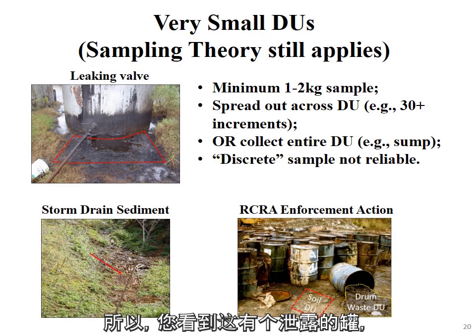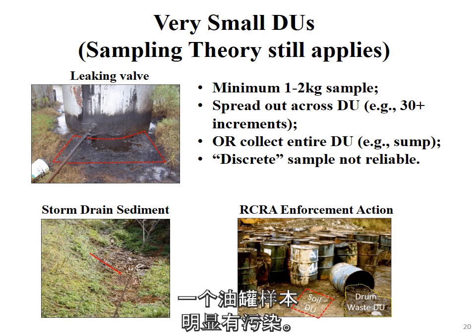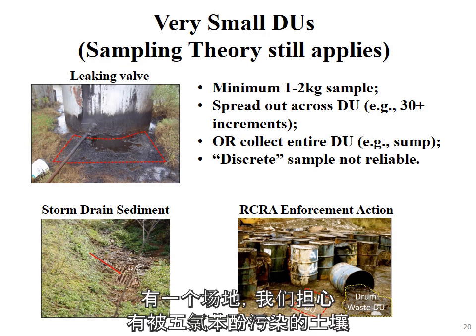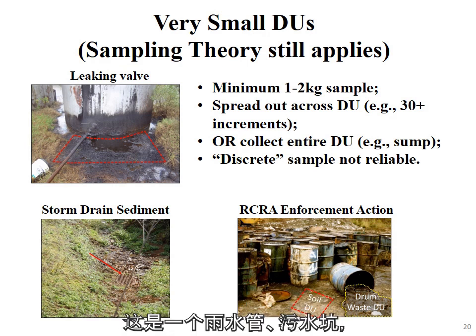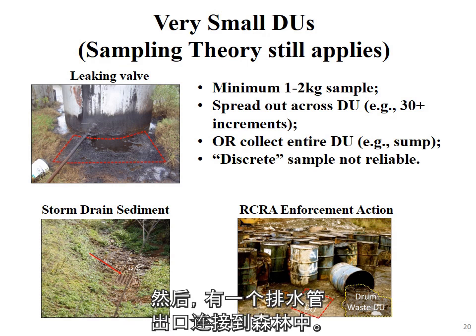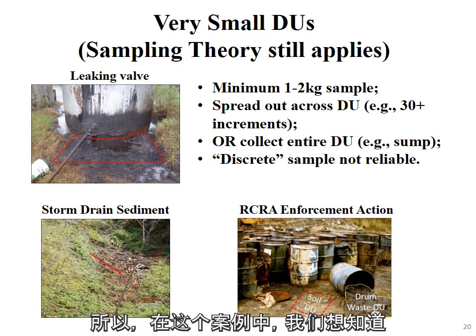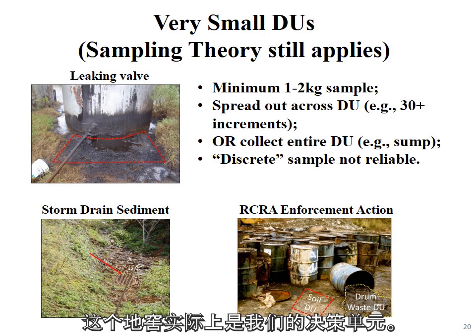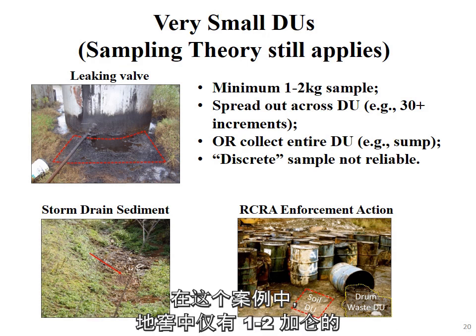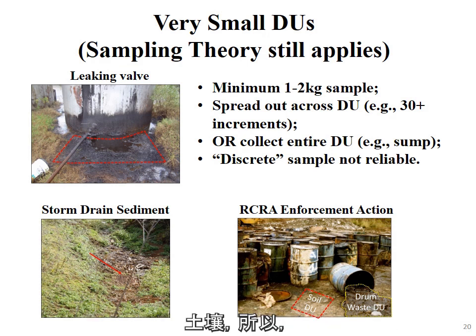So you can see here a leaking tank, an oil tank or something, obvious contamination there. Here's underneath that storm drain sediment. This is a site we're concerned about PCB contaminated soil and sediment running off the site. This is a storm drain, a sump, that then leads to a discharge pipe out into the woods. So in this case, we wanted to know if PCB contaminated sediment was getting off the site. So they pull the grate back. This vault is actually our decision unit. In this case, there's only 1 to 2 gallons of soil in the vault.